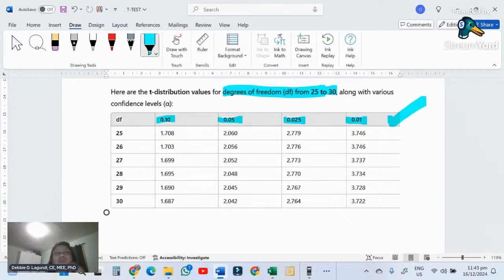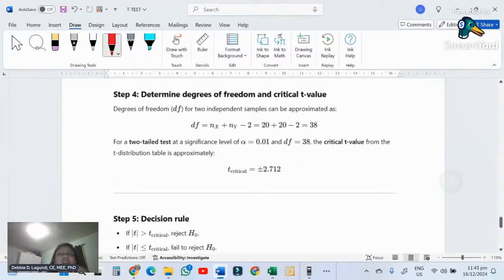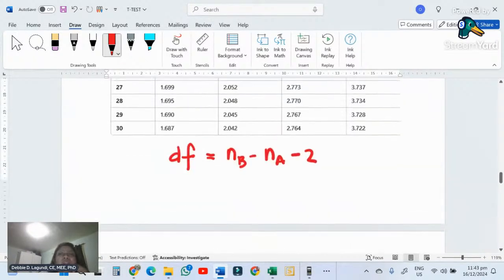Now, what is this degrees of freedom? For two groups, it will be the n of A plus the n of B minus 2. Let me just correct that one, I'm thinking of another formula. So DF will be nA plus nB minus 2. What is nA? It's 20, right? 20 plus nB is 20, minus 2. That's 40 minus 2. That will be 38 DF.